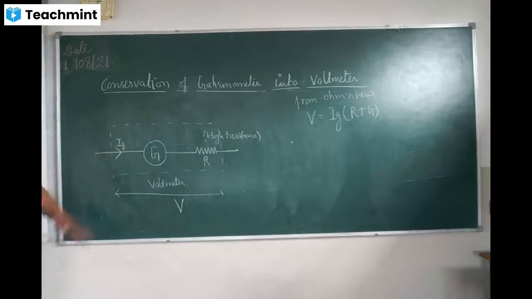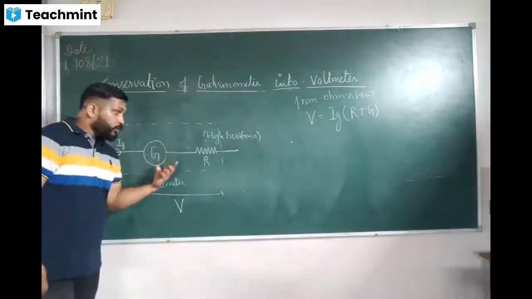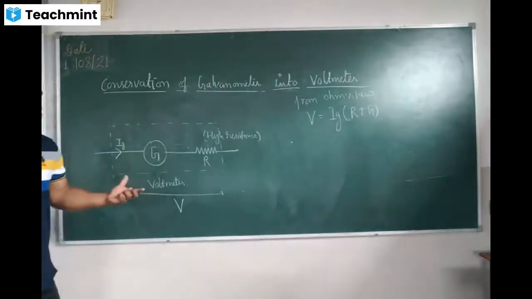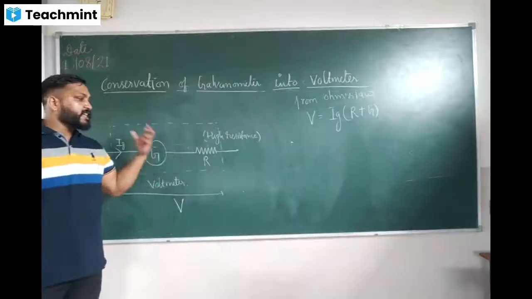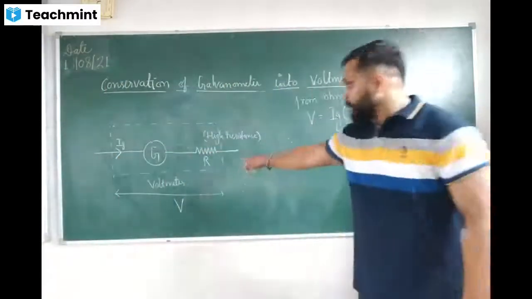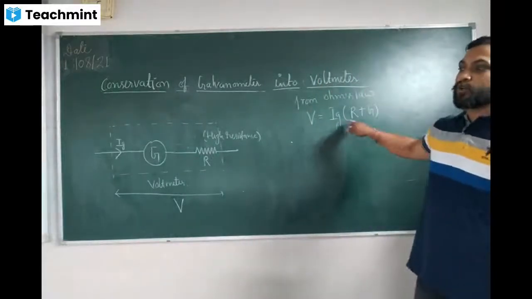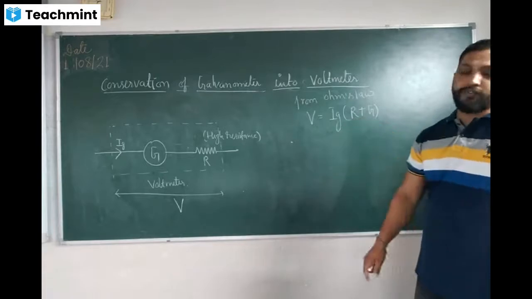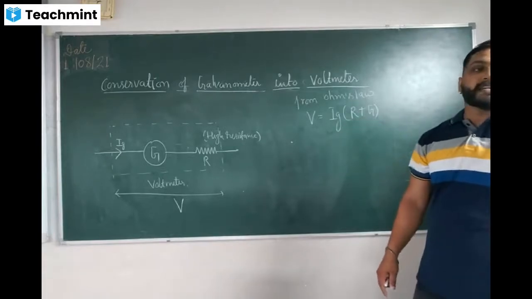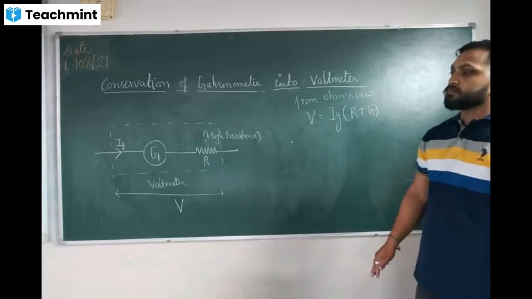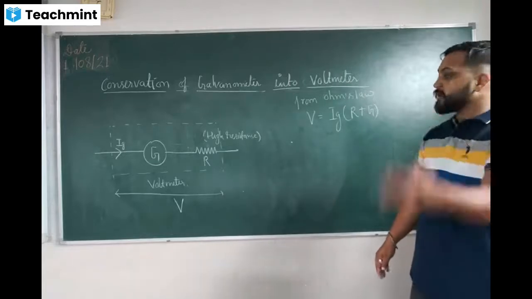Now here, Ig amount of the current is flowing through the galvanometer, and total resistance, because this G and this R are connected in series. So if they are connected in series, then we need to find out their total resistance. So total potential is equal to total current into total resistance. So from here also you can find out the value of what resistance you should connect in series, so that this galvanometer will behave as a voltmeter.